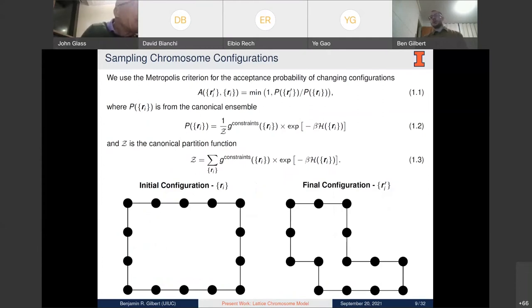And so here are two examples of possible chromosome configurations, which form a mathematical object called a self-avoiding polygon because it's circular and self-avoiding. And we use the Metropolis criterion to sample configurations to switch from an initial configuration to a final configuration.